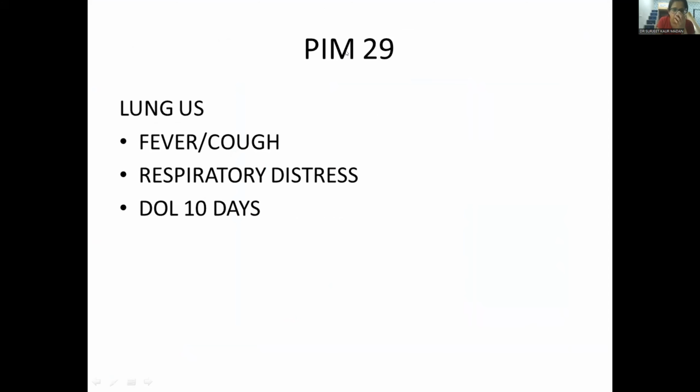Yeah, so this was a baby 10 days old. He presented with difficulty in breathing, and the baby even had fever and history of cough.